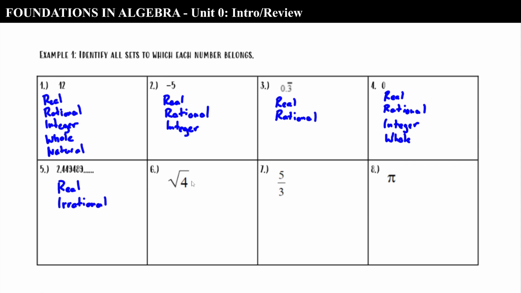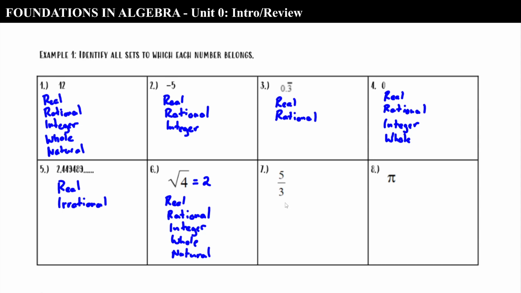Square root of 4. Be careful with this one. What is the square root of 4? The square root of 4 equals 2. So we're really asking, what is 2? Well, 2 is real. 2 is rational. 2 is an integer. It's also a whole number, and it's natural because it's a positive whole number.